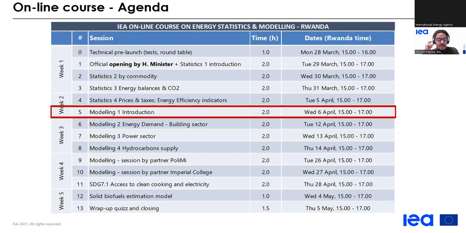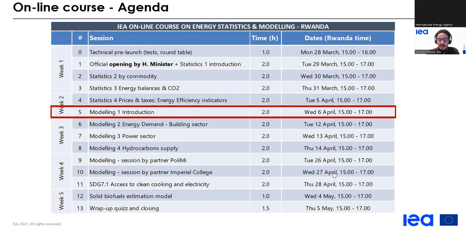We will move to the hydrocarbon supply. Then we will have two lectures with partner organizations, which are Polimi, so Politecnico di Milano from Italy, and Imperial College from the United Kingdom. Then we will have a lecture specifically focused on SDG 7.1, so the universal access to clean cooking and electricity. And then we will have a lecture on solid biofuels estimation model. And then we will wrap up with some quiz and closing remarks.